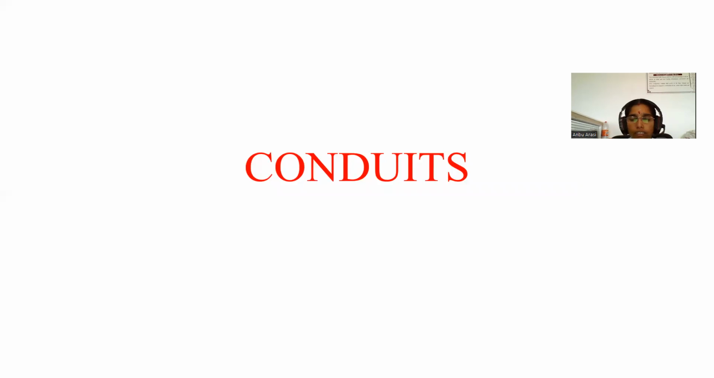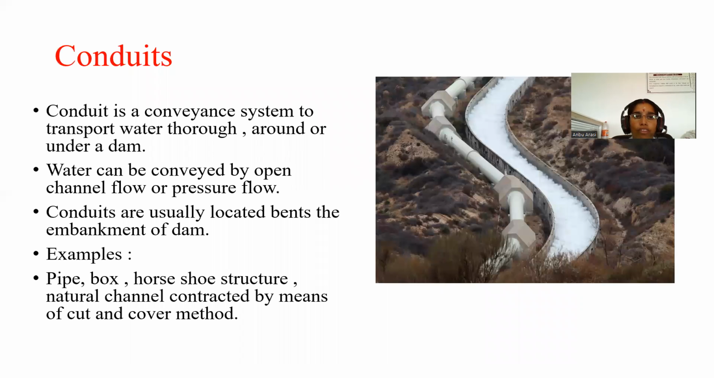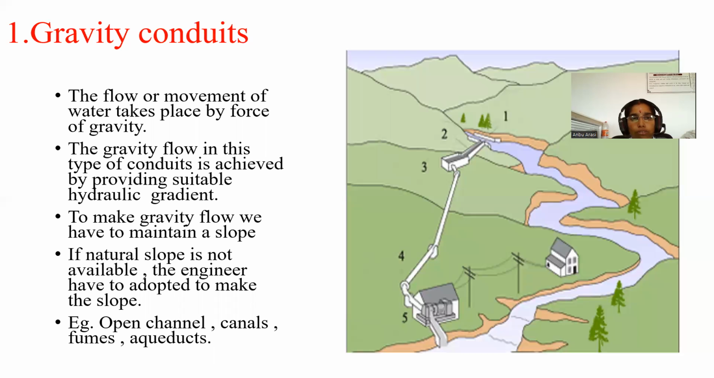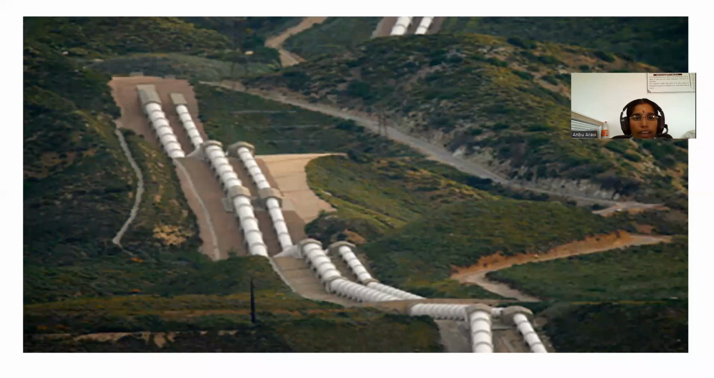Next, we see the classes of conduits. A conduit is a conveyance system to transport water through or around or under a dam. Water can be conveyed by open channel flow or pressure flow. Conduits are generally located within the embankment of the dam. Types of conduits: gravity conduits and pressure conduits. In a gravity conduit, the flow or movement of water takes place by force of gravity. The gravity flow in this type of conduit is achieved by providing suitable hydraulic gradients.